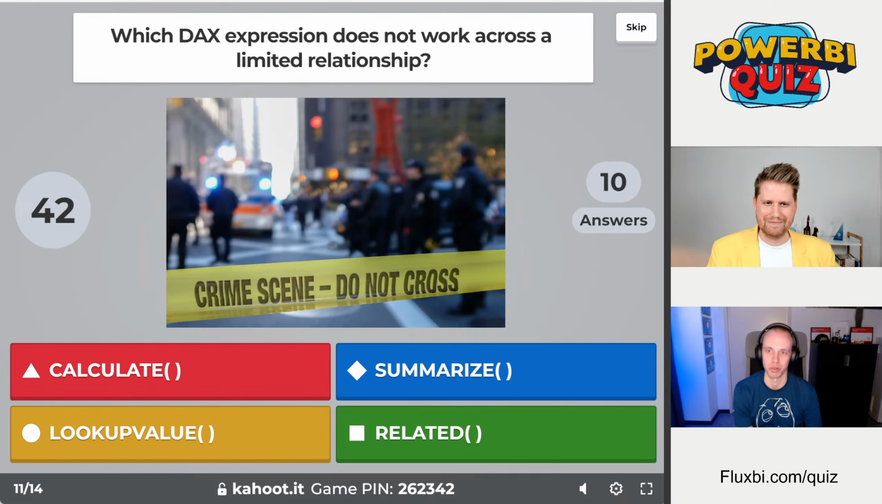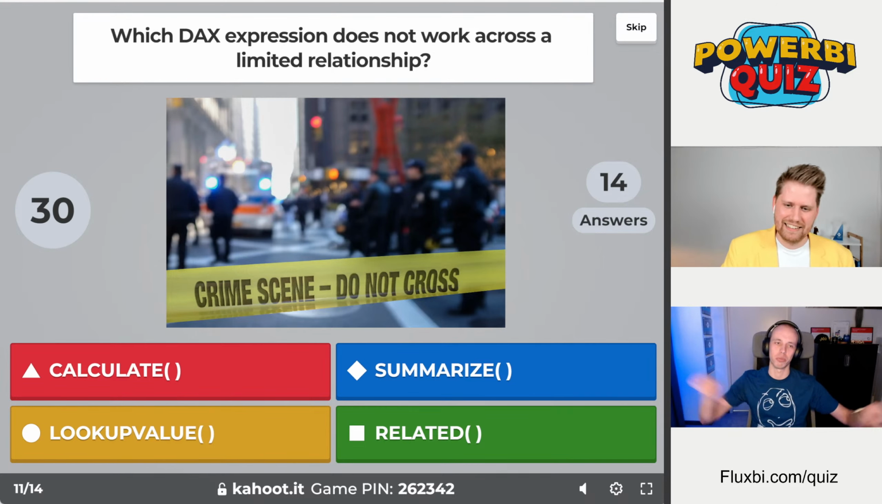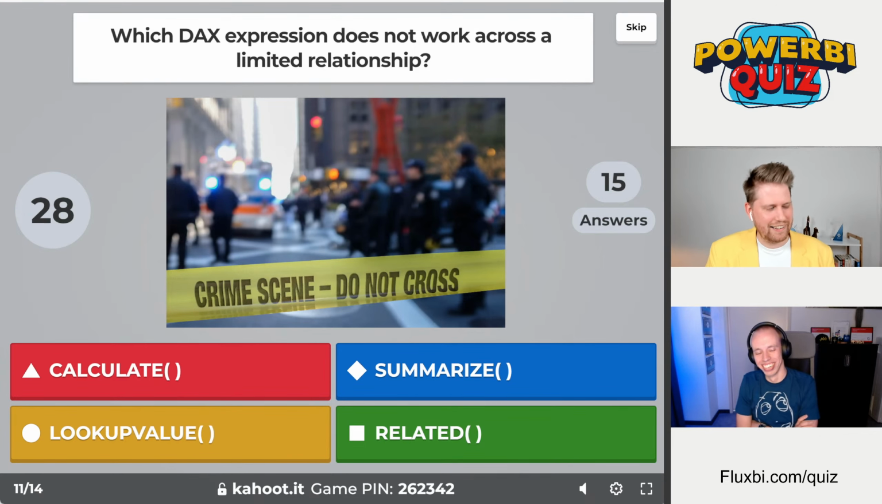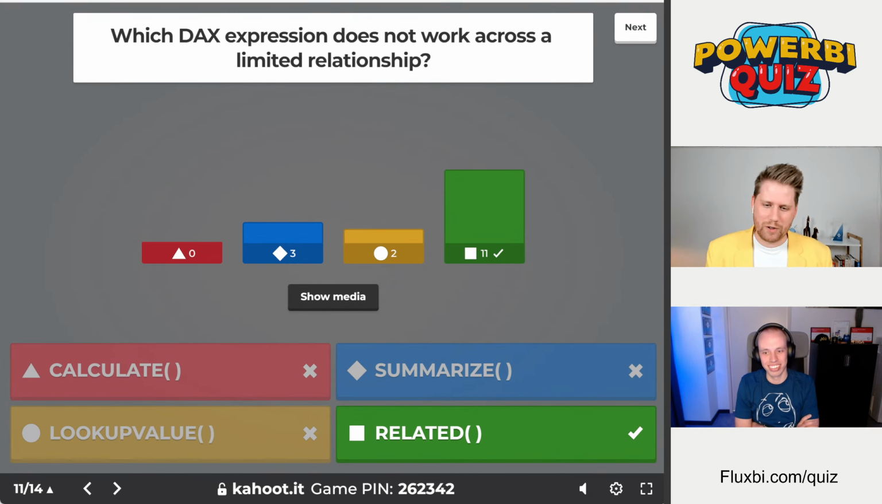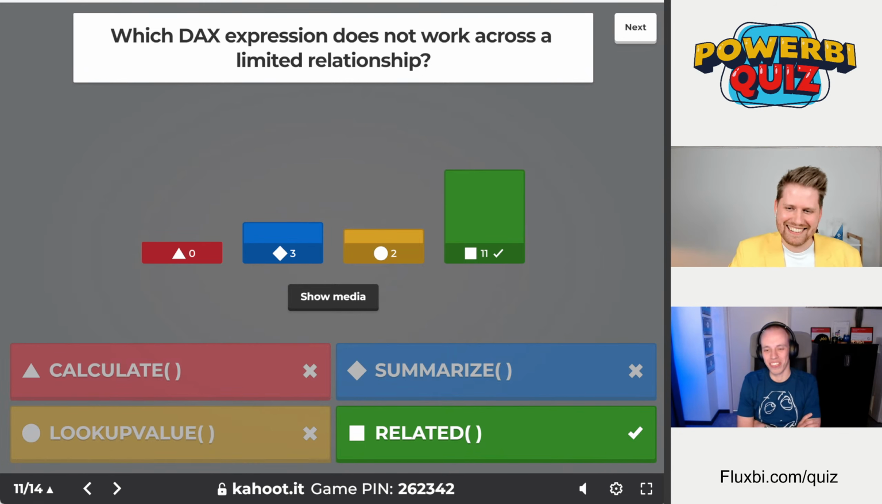I still love the picture we picked here. This should be in the interface of Power BI. If you have a limited relationship, then just a crime scene line should be over it. Well, the correct answer here.